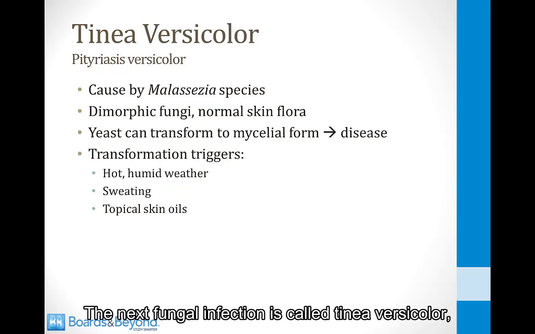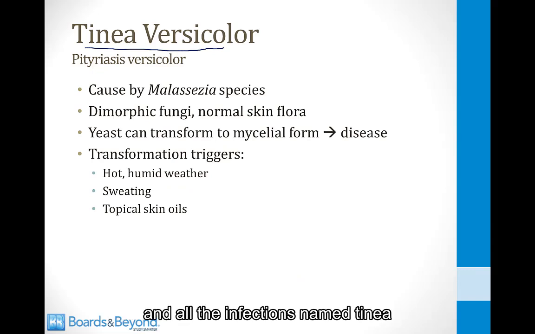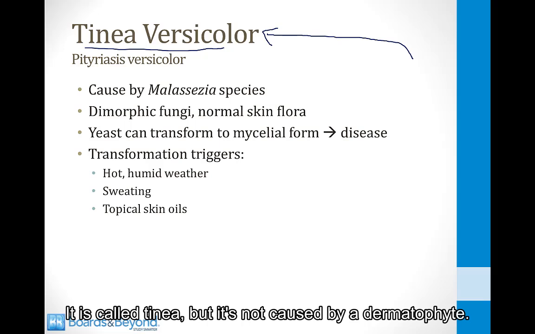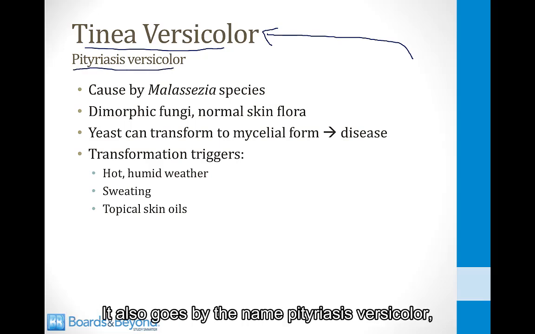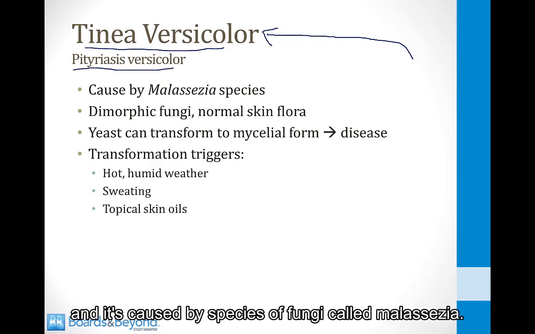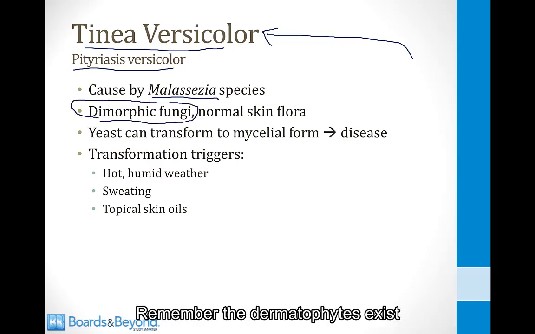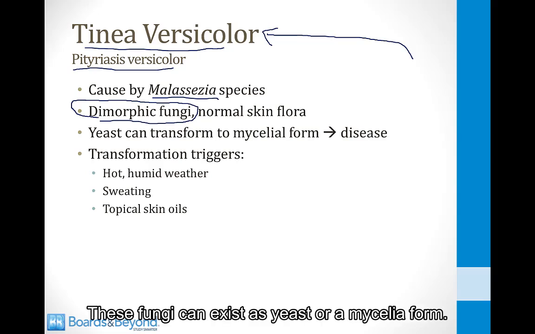The next fungal infection is called tinea versicolor, and all the infections named tinea we've discussed up till now have been dermatophyte infections. Tinea versicolor is the one exception. It is called tinea, but it's not caused by a dermatophyte. It also goes by the name pityriasis versicolor, and it's caused by species of fungi called Malassezia. These are dimorphic fungi. This is very different from the dermatophytes. Remember, the dermatophytes exist only as a form with hyphae present. These fungi can exist as yeast or a mycelial form.